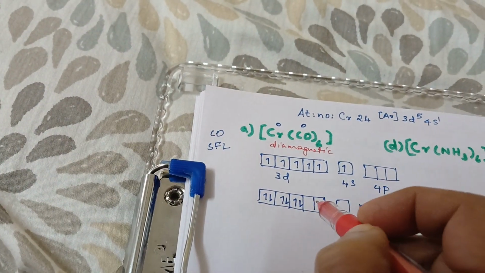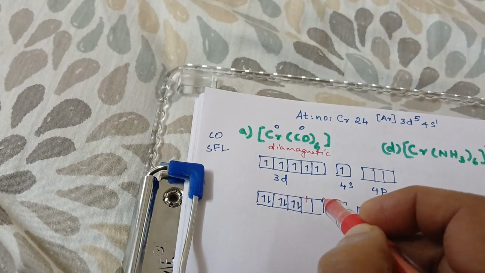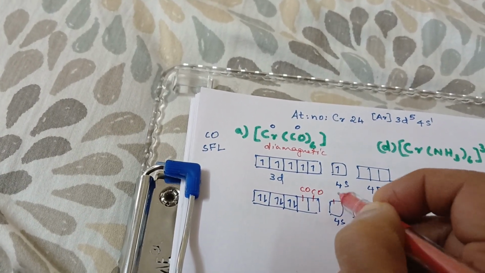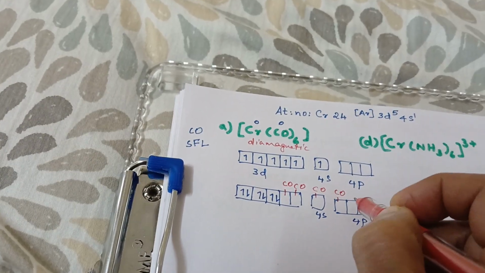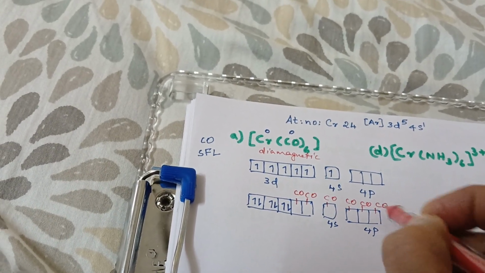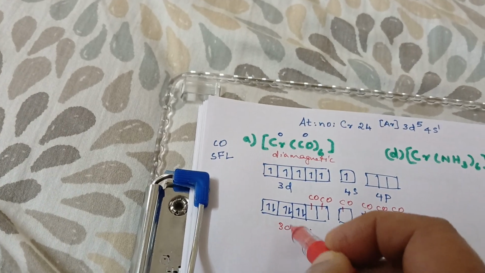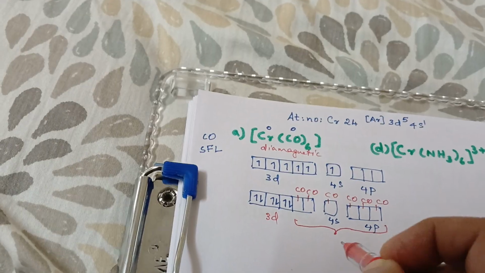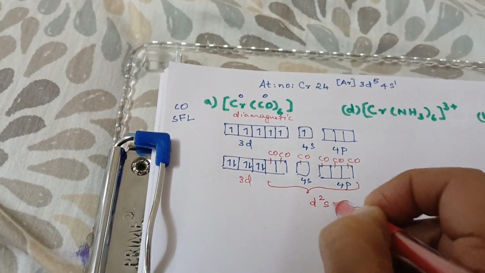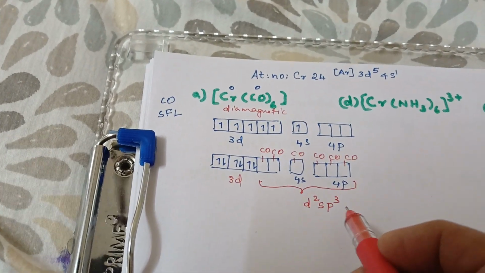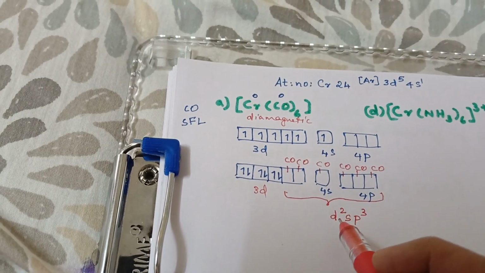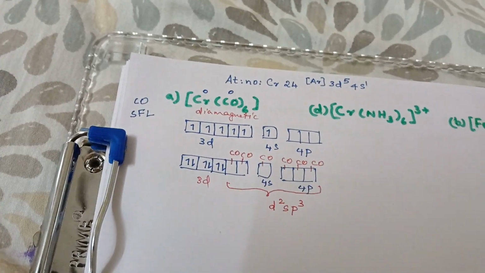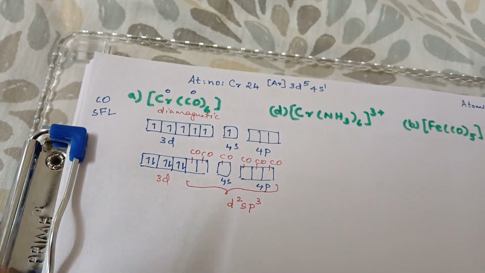Then these vacant orbitals will be filled up by the coming carbonyl groups. Two of these d orbitals, 1 s orbital and the 3 p orbitals will give d2sp3 hybridized orbitals, and they will give d2sp3 hybridization in the complex, and the complex will be diamagnetic. That is what we are asked to find.